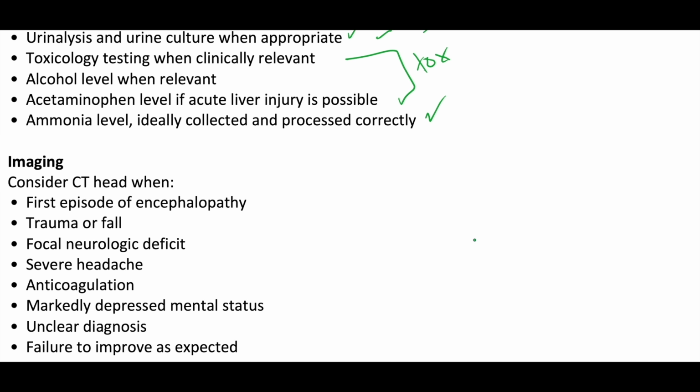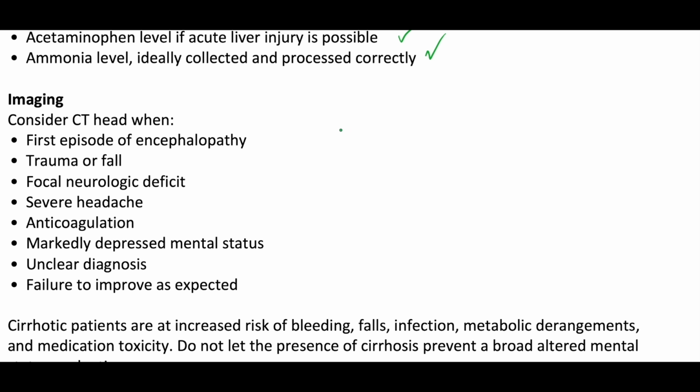Imaging, CT head. This is something debated, right? If someone has known cirrhosis, they have kind of recurrent hepatic encephalopathy. It's grade 1, maybe not severe grade 2. It's mild. They've gotten a bunch of CT heads. You maybe don't have to CT head every single patient, but you should really consider it if it's their first episode, there's any signs of trauma or fall, any neurologic deficits, headache, they're on anticoagulation, their mental status is depressed, the diagnosis is unclear, they're not improving as expected.